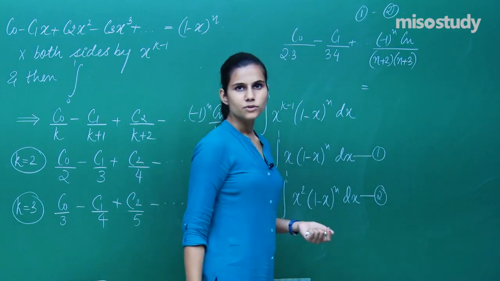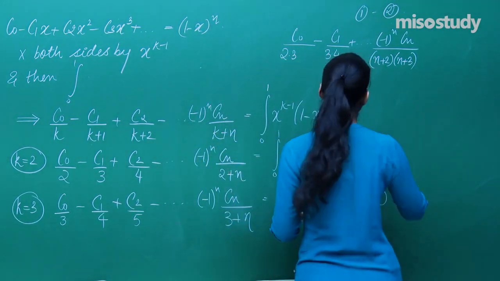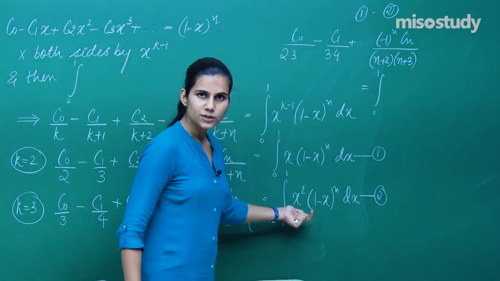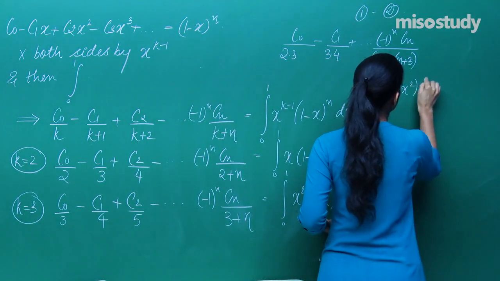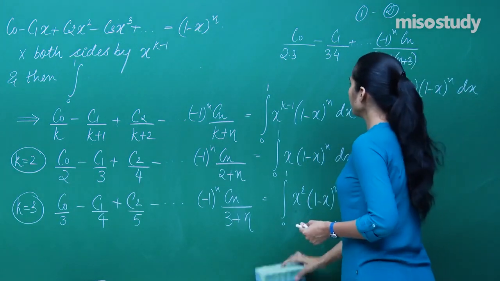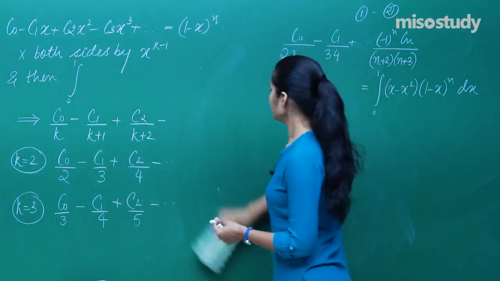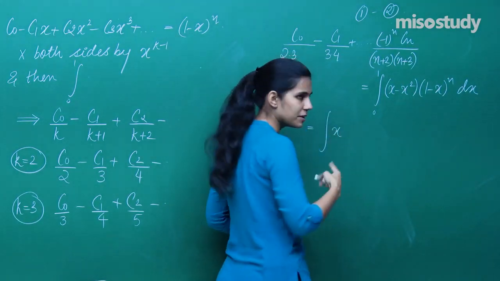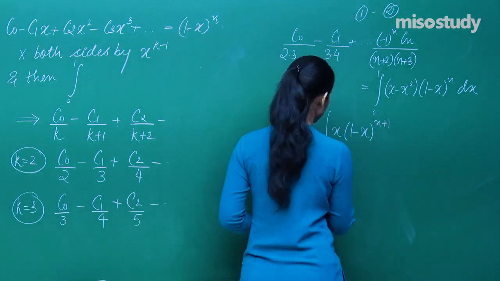And what is it that comes on the right hand side? Let's try to understand, because then only we will be able to verify that statement. It will be integral 0 to 1 x minus x squared times 1 minus x whole to the power n dx. The moment you have got this, it's time to simplify this expression. You've got this, so you basically have x 1 minus x, so this becomes x 1 minus x whole to the power n plus 1.